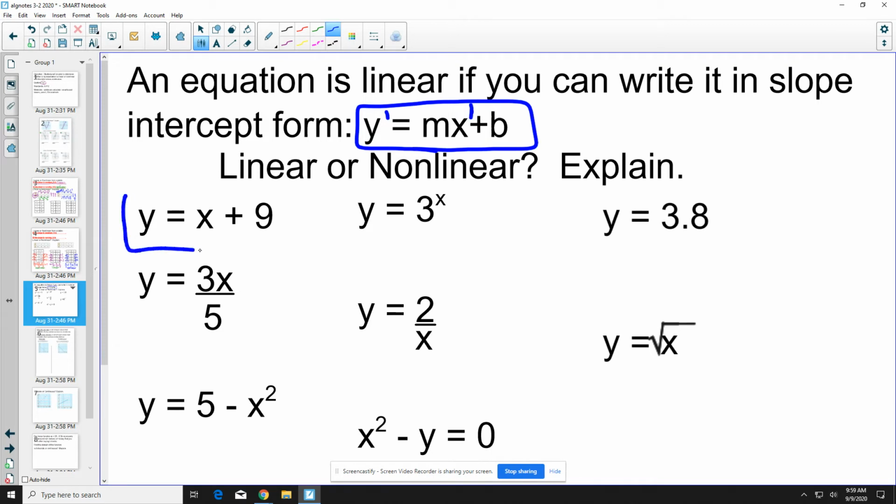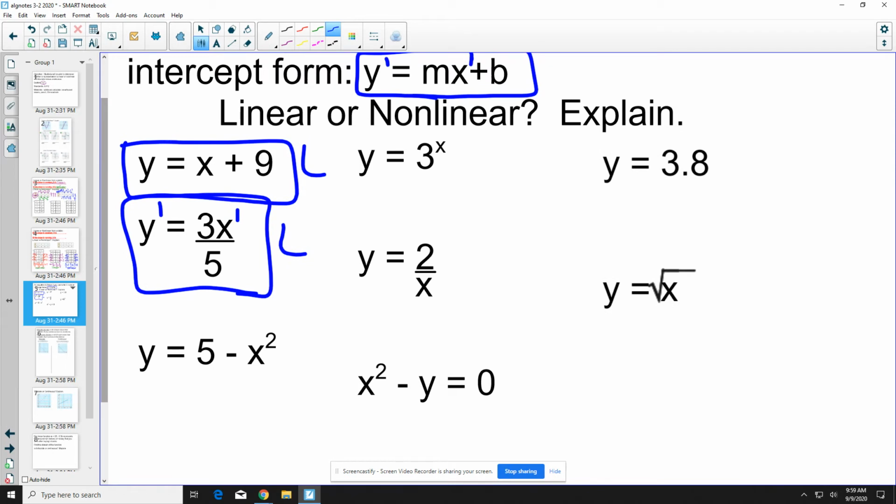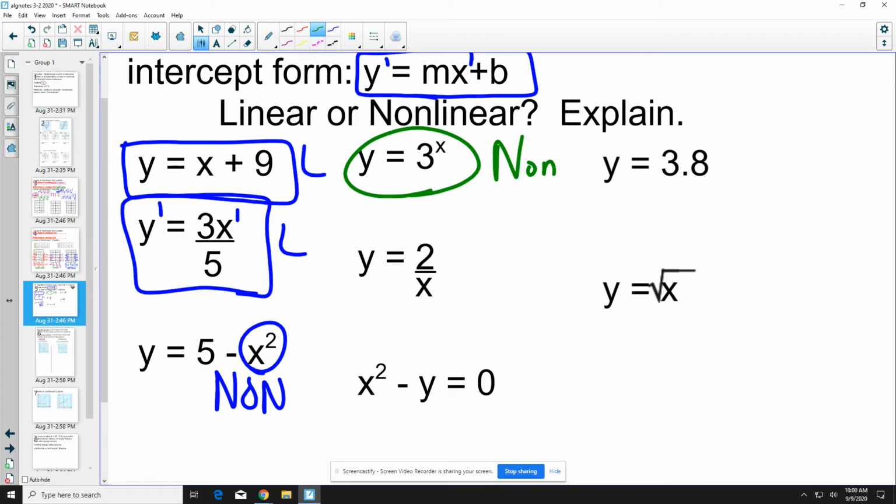So if I look at this first equation, y equals x plus 9, x and y are to the first power. This is linear. If I look at the second equation here, this is a y to the first, this is an x to the first. This is also linear. But when I look at this third equation, I have an x to the second, so this is non-linear. If you look at the next equation here, x is your exponent. Okay, x has to be to the first power. You can't have 3 to the x power. This is non-linear.